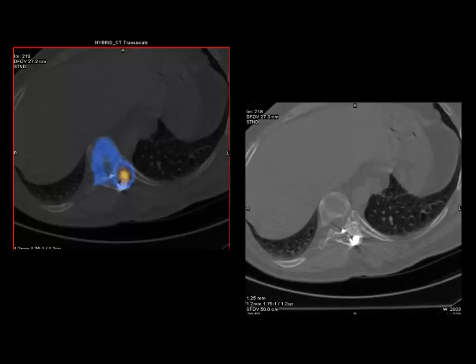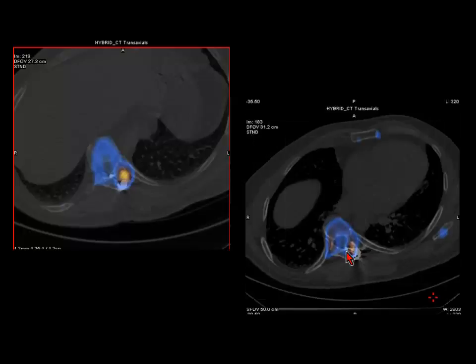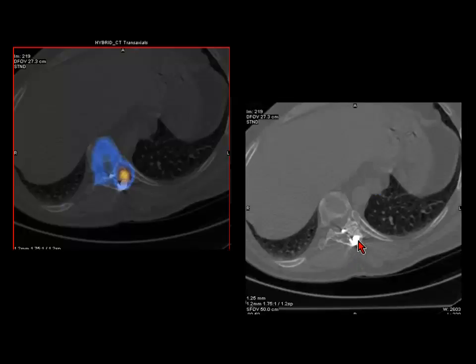Now if you look at this one, again, that's the facet joint, that's something else, but again you cannot define the anatomy properly. If you fuse it together, you've got again some uptake here, and I spent a lot of time looking at it, and then I concluded that this is possibly a fracture of the transverse process which is causing uptake.